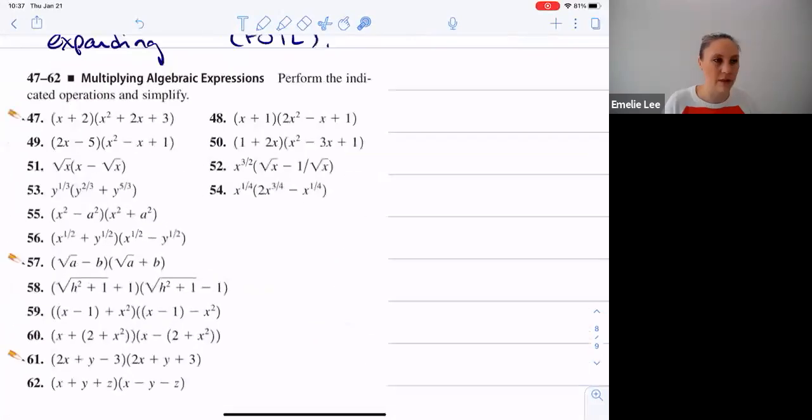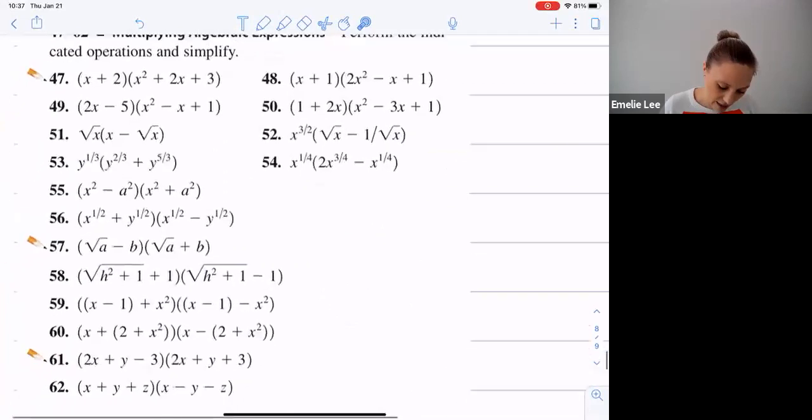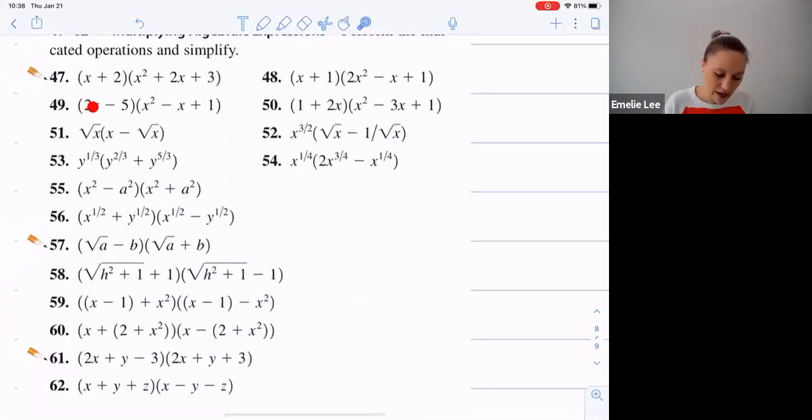So now, right, can I zoom in a little bit here? All of these, you have a term. So you've got a polynomial times a polynomial, right? And so 2x minus 5 is a polynomial, and x squared minus x plus 1 is a polynomial. So for example, if you had to multiply this out, you would have to take 2x times x squared plus 2x times minus x, plus 2x times 1, and then move on to the second term, minus 5 times x squared plus minus 5 times minus x, plus minus 5 times 1.